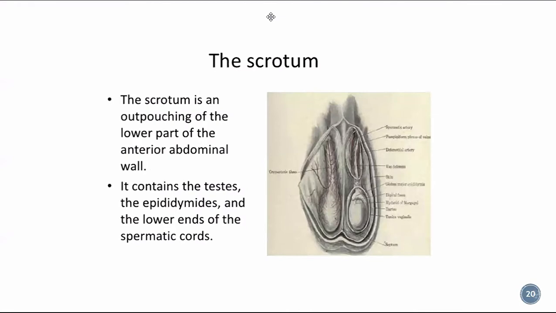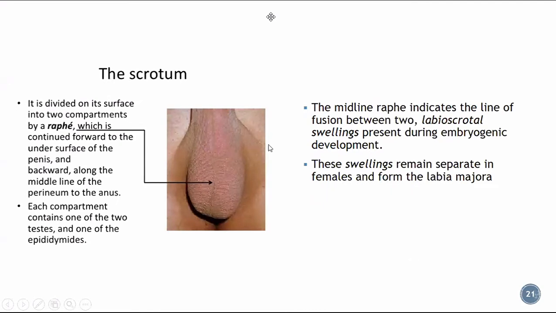Next is the scrotum. The scrotum is an outpouching of the lower part of the anterior abdominal wall. It contains the testes, the epididymis, and the lower ends of the spermatic cord. So this is a diagram of the scrotum which is cut open, exposing the testes inside and the spermatic cord. Now this is a gross picture of the scrotum.